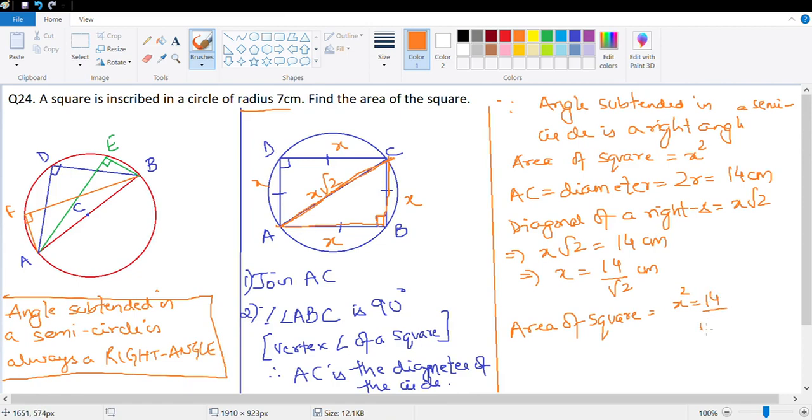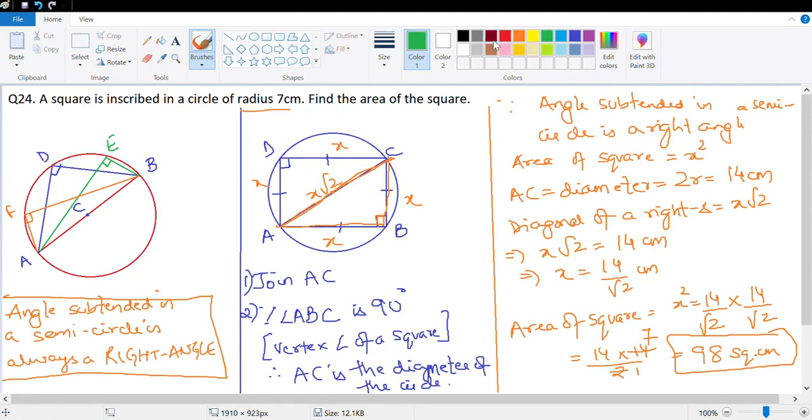In this case, 14 upon root 2 multiplied with 14 upon root 2. That's 14 into 14 upon 2. 2 1 2 7. That's 70 and 28. That's 98 square centimeter. Perfect.